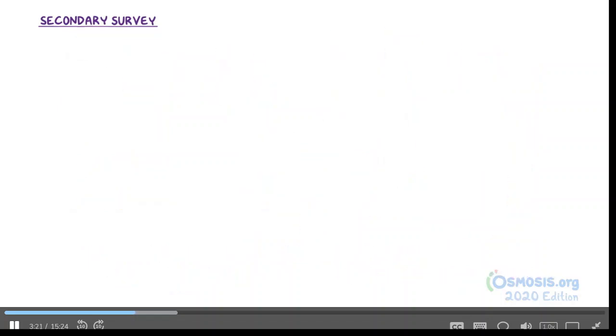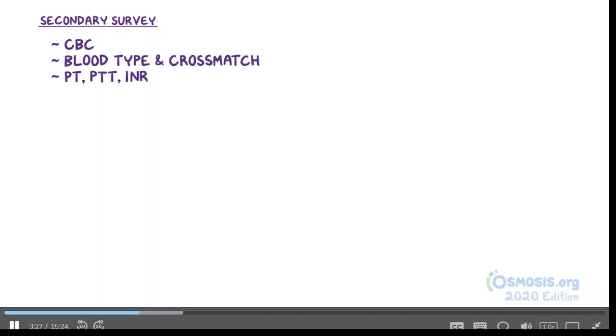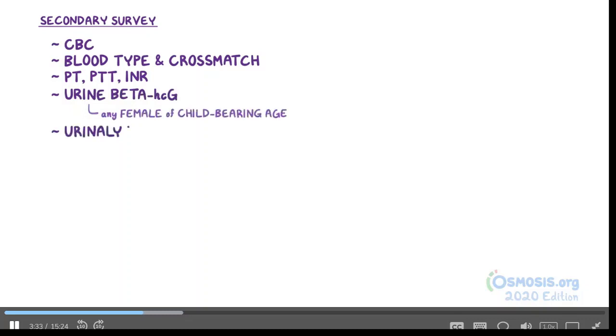Common labs that are sent include a CBC, blood type, and cross-match, and a PT, PTT, and INR. Also, a urine beta-HCG should be obtained for any female of childbearing age. A urinalysis should be obtained to look for hematuria, which could be due to genitourinary injury.